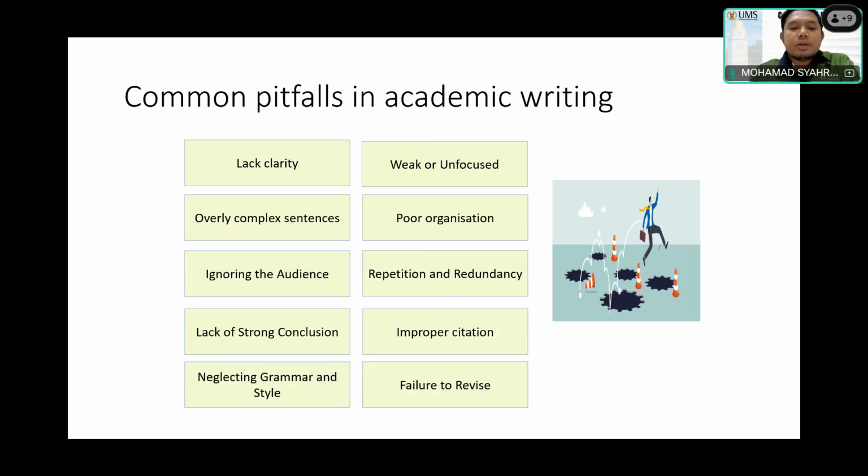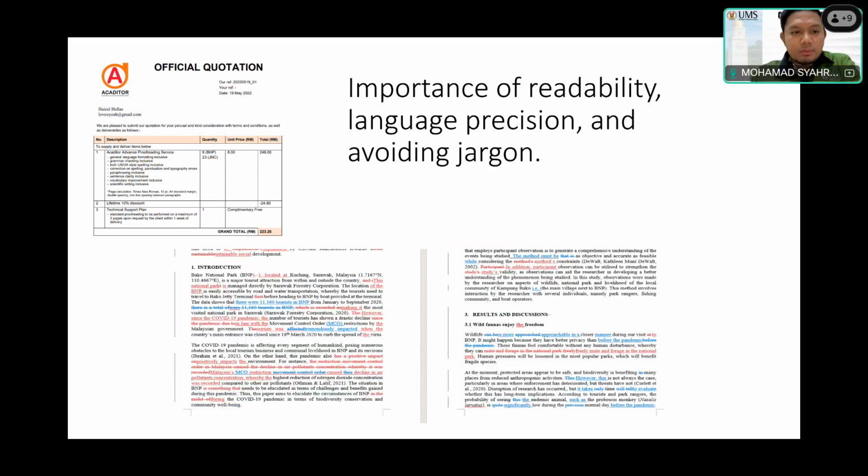neglecting grammar and style. So that's why you have to send it for proofreading. If you are not good in English, for example, you can refer to a native English speaker. Yeah, this is the importance of readability, language precision, and avoiding jargon. That's how important it is. So this is my experience before, where I sent it for proofreading.